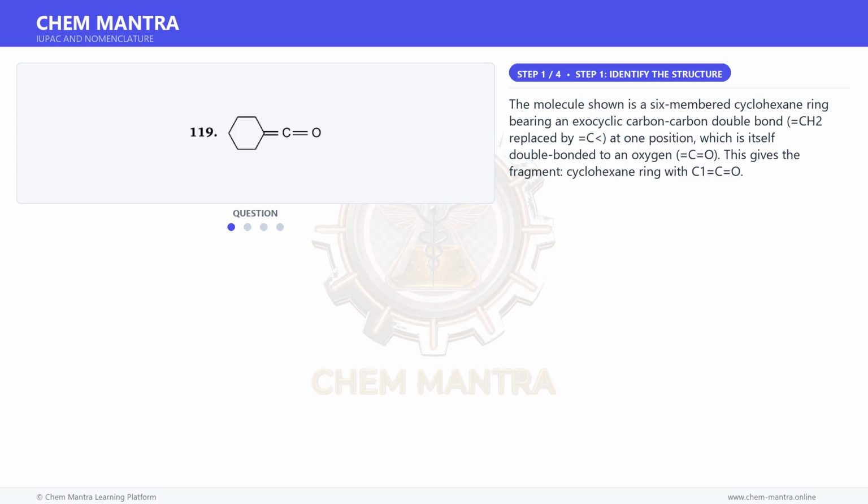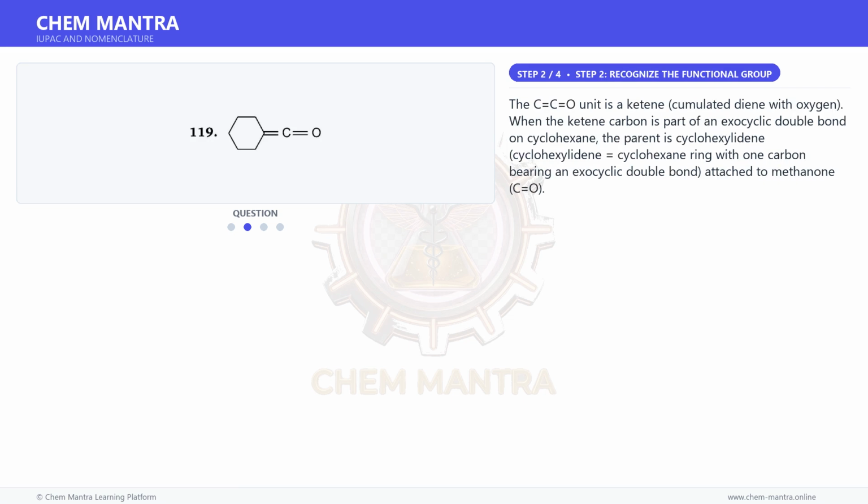The molecule shown is a 6-membered cyclohexane ring bearing an exocyclic carbon-carbon double bond, =CH2 replaced by =C at one position, which is itself double bonded to an oxygen, =C=O. This gives the fragment cyclohexane ring with C1=C=O. Moving on to the next step.